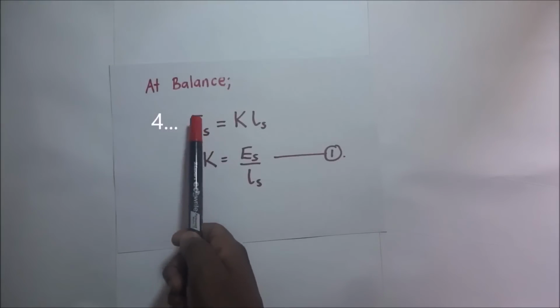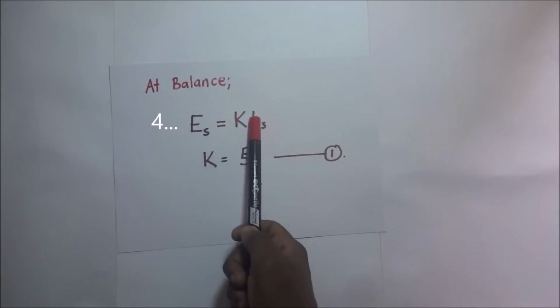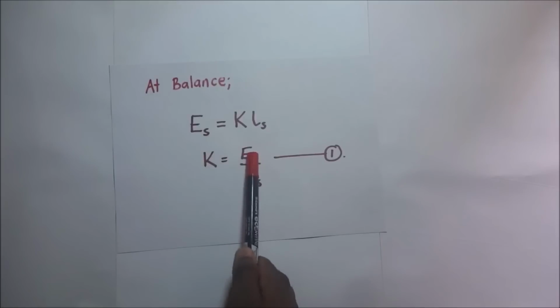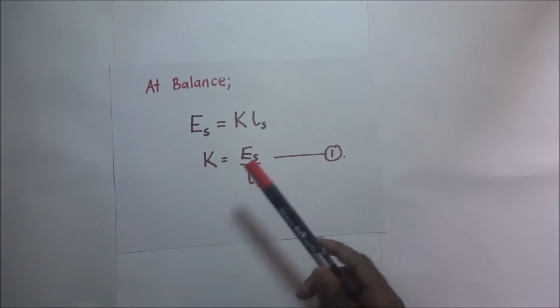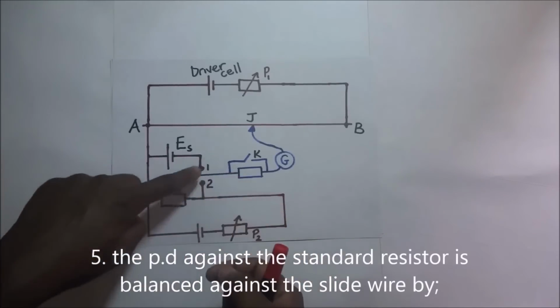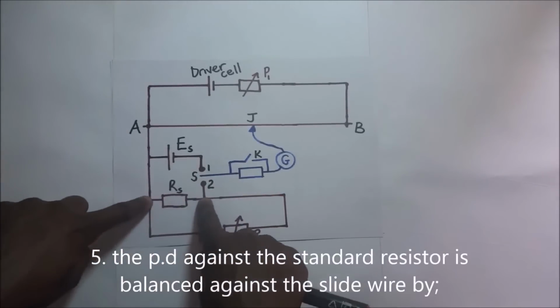That ES, which is the PD, is going to be K, which is the PD per unit length, times the balance length we got. And when we make K the subject of the formula, K is going to be ES over L. K, therefore, in this case, is the PD per unit length.